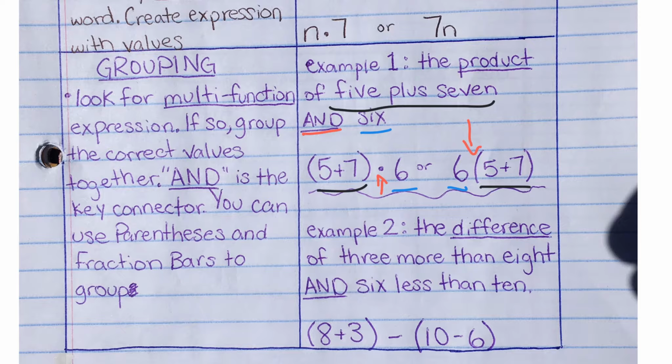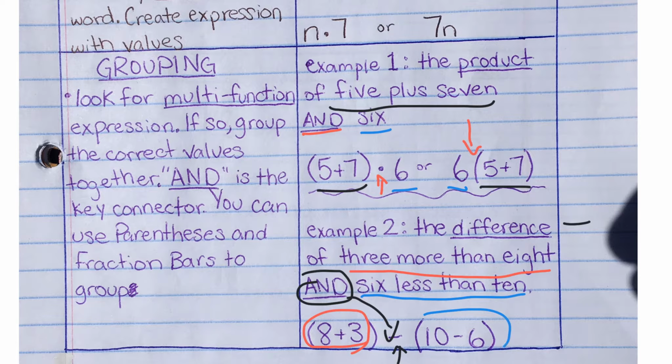Right away we know that difference means subtraction. So we have our subtraction sign here. And we know that we're going to use and as being that subtraction sign. So anything before and, such as 3 more than 8, will come before. And anything after the and, such as 6 less than 10, will come after. Okay. That's pretty much it. We just need to, like we say, identify the function word, use and to split them up, use parentheses or fraction bars to group them.